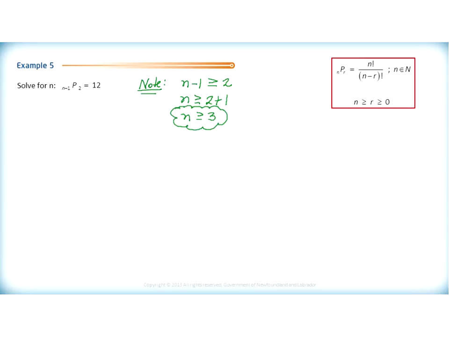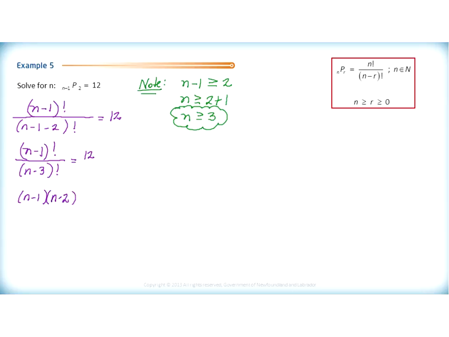So let's change n minus 1 permute 2 to factorial notation, where we will have n minus 1 factorial divided by n minus 1 minus 2 factorial to equal 12. So that simplifies to be n minus 1 factorial divided by n minus 3 factorial to equal 12. n minus 1 factorial can be written as n minus 1 times n minus 2 times n minus 3 factorial. And we will stop there so that that will cancel with the n minus 3 factorial in the denominator.